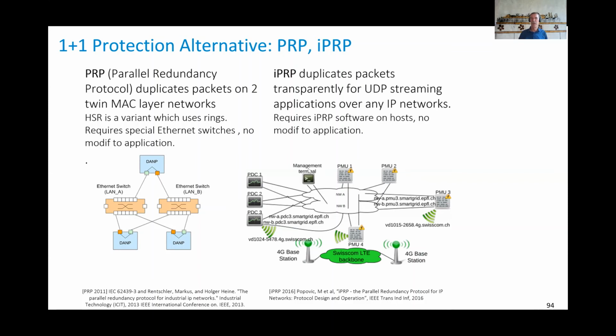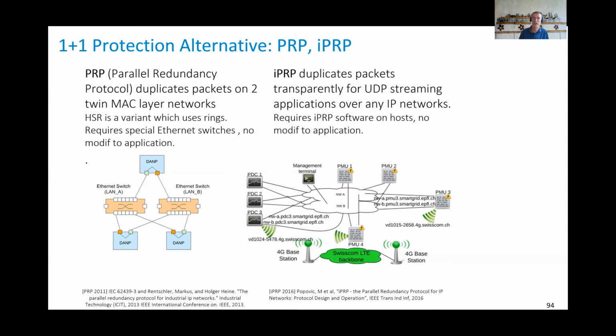PRP typically works by duplicating the Ethernet layer. So this is done, for example, in substations, electric substations. Many of them use PRP. I said that a substation typically uses local area network technology only, not routers. In fact, they use it primarily because such duplication technology exists in local area network.